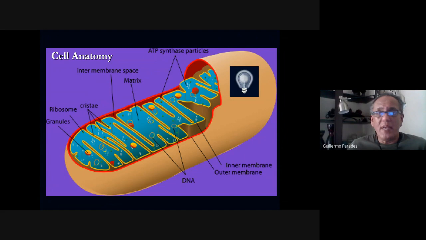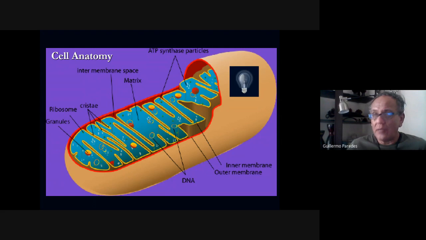The pyruvic acid then is going to produce acetyl-CoA. Please, I didn't say acetylcholine, ACh. No, no, no, that is totally different. This is acetyl-CoA, not acetylcholine. Acetylcholine is a neurotransmitter. What I'm talking about is acetyl-CoA. It's a totally different thing.